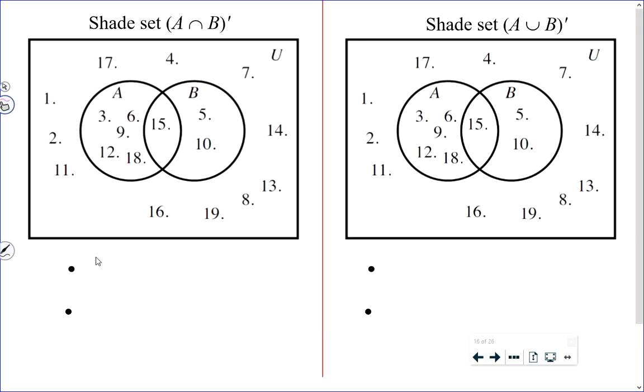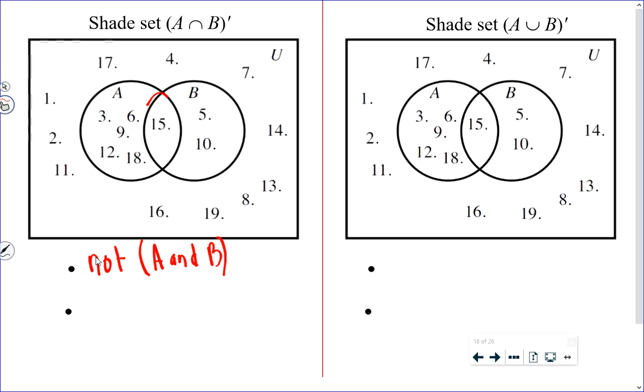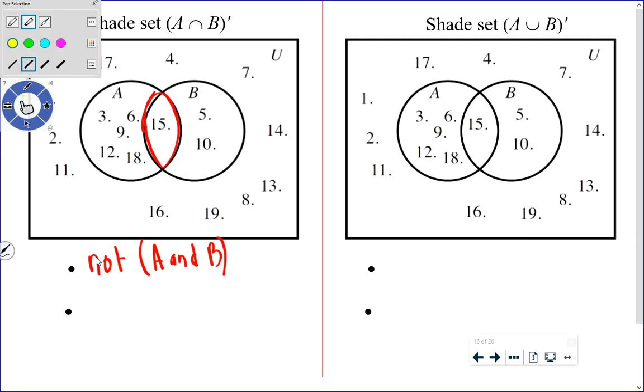What is the complement of the intersection of A with B? This is actually pretty easy, this one. This is not A and B. Well, you should know that A and B is everything within this little oval. Everything inside of that is A and B, or A intersect B. So not A intersect B will be everything else.